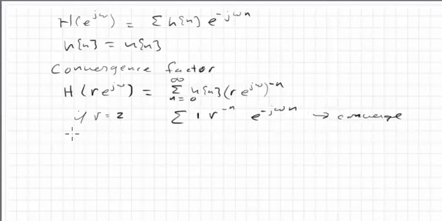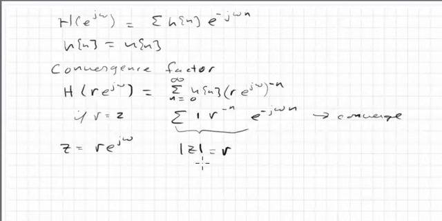And what we do is we package this up. We package up e to the j omega and r, and we just call it z. So r is the convergence factor, and this thing converges, in our little example, as long as the magnitude of z, which is equal to r, is greater than 1, and we call that the region of convergence.